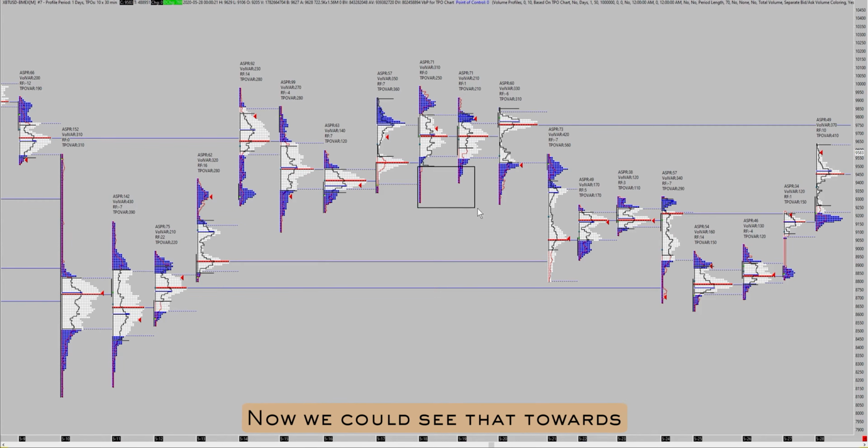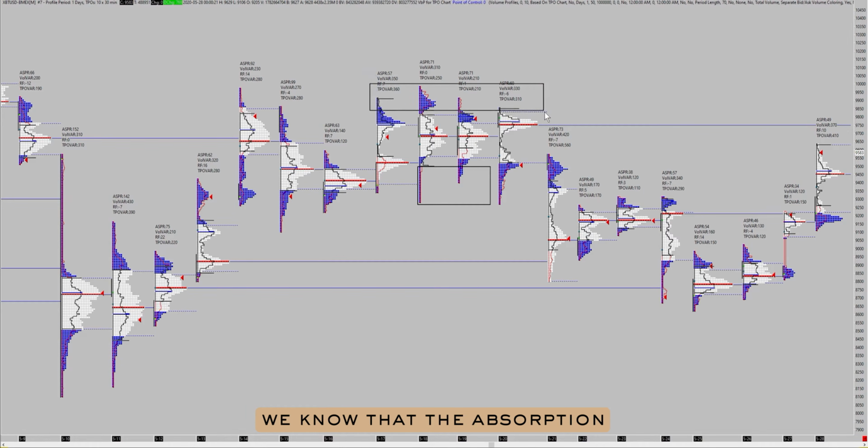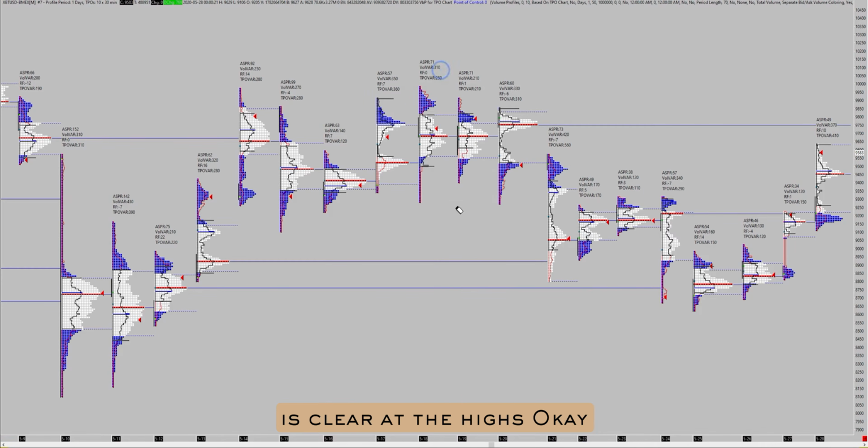Now we can see that towards the low end of the structure, the market has rejected these lows pretty cleanly on the 18th. It comes back into this level, spends a little bit more time in there on the day of the 19th, but again rejects from the high sooner. We know that the absorption is clear at the highs. So what we're looking to see is more than likely we're adding weight to that potential downside move, so potentially gaining acceptance to the downside.